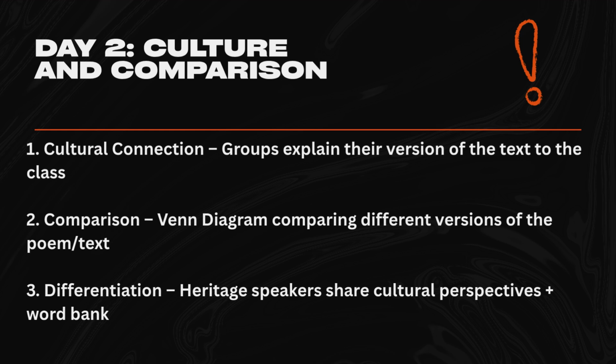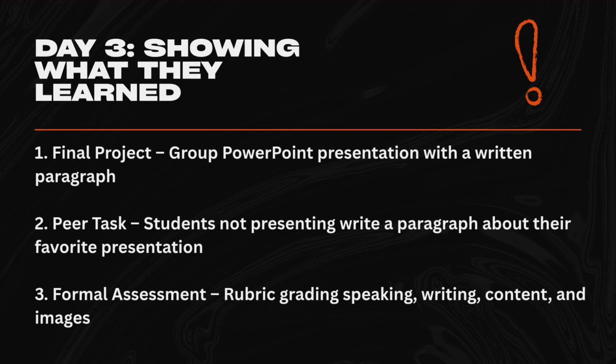Number 1. Cultural connection. Groups explain their versions of the text to the class. 2. Comparison. Venn diagram comparing different versions of the poem or text. 3. Differentiation. The heritage speakers share their cultural perspectives and include a word bank for the ones that need extra support. Day 3. Showing what they've learned.